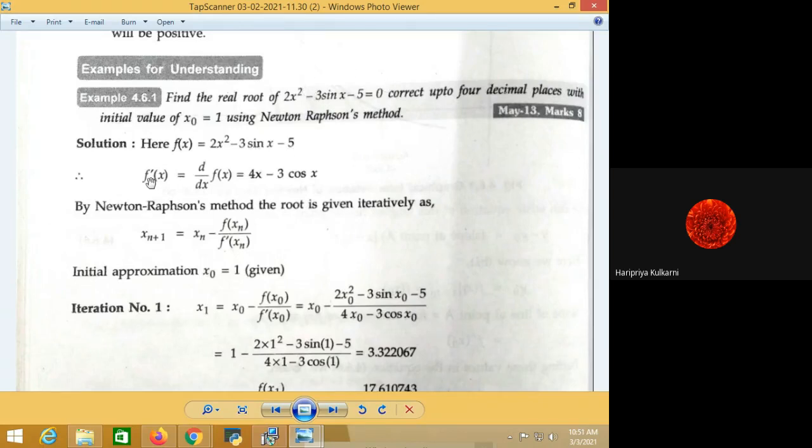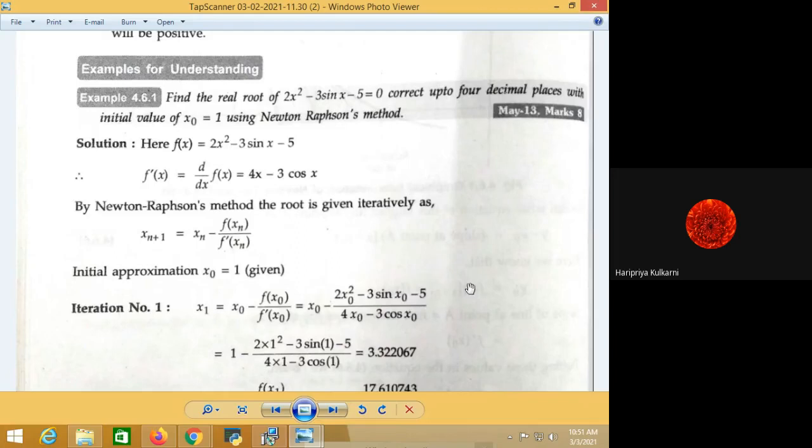We'll find out f dash of x because we have to apply the formula. f dash of x is the first derivative with respect to x. So, this will be 4x minus 3 cos x. The constant vanishes. This is the first derivative of the equation 2x square minus 3 sin x minus 5. I hope it is clear till this point.